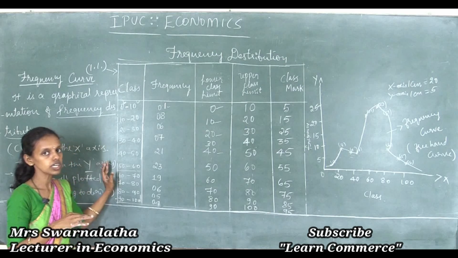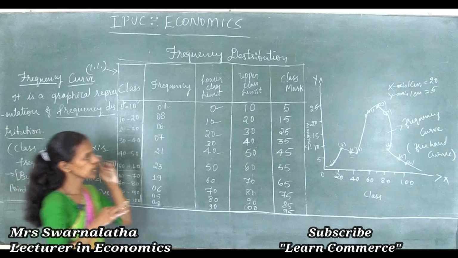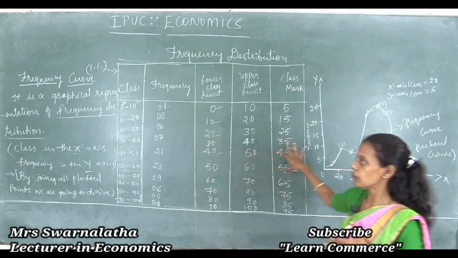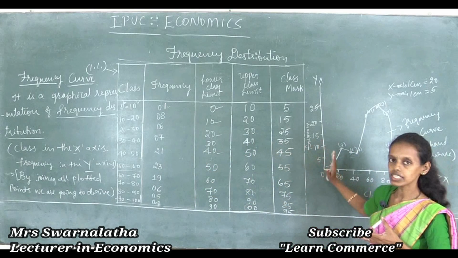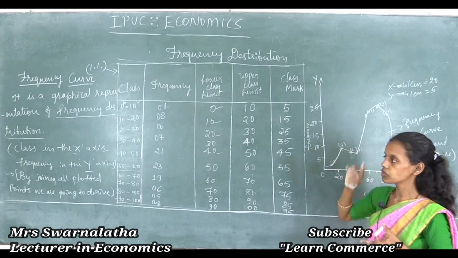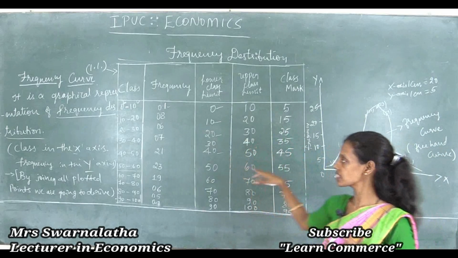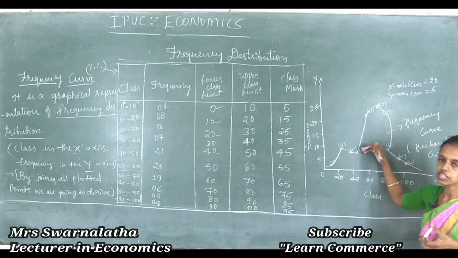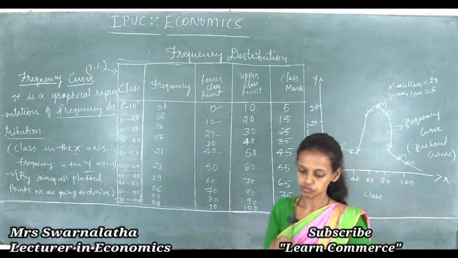Very important for 4 marks: how to obtain the frequency curve from the frequency distribution. By joining all the plotted classes and frequencies with the help of the graph on the x and y axes, we derive the smooth freehand curve, which is said to be the frequency curve.